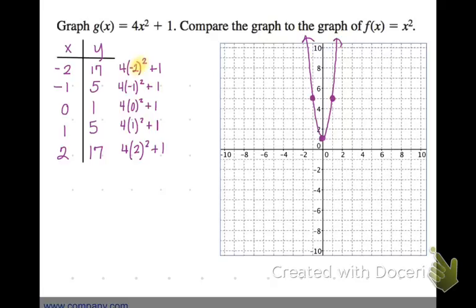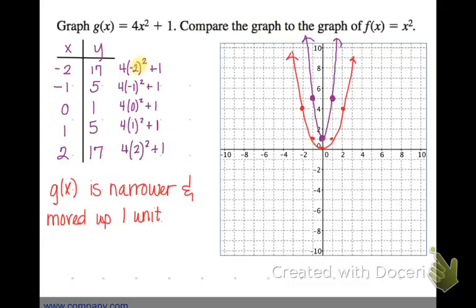Now these ones that are super narrow, it's kind of hard to make them not look like a V, but just do your best. And so you can use that same table from before for your parent function to graph it and compare, or you can just use what we know about what the parts of the function are going to do. So we can see that it got narrower and that it moved up 1 unit.